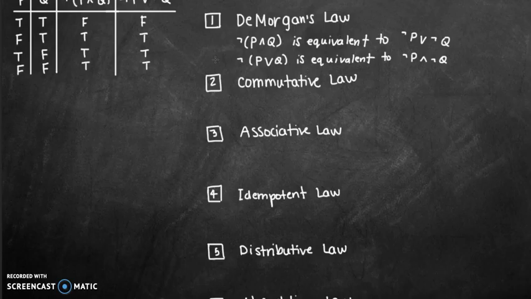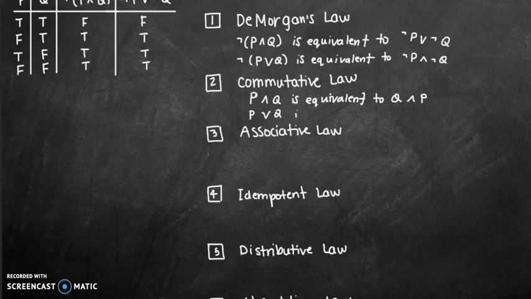The next law is the commutative law. So we have P and Q is equivalent to Q and P. And this also applies to or, so P or Q is equivalent to Q or P. Pretty self-explanatory.